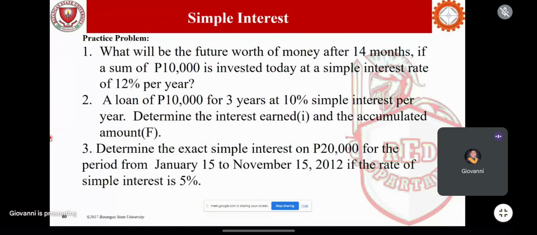Compute. Sir, wait lang po. Sir, sa 366 po pala. Ilan ang answer? 833.33 po. Okay. Tama po.